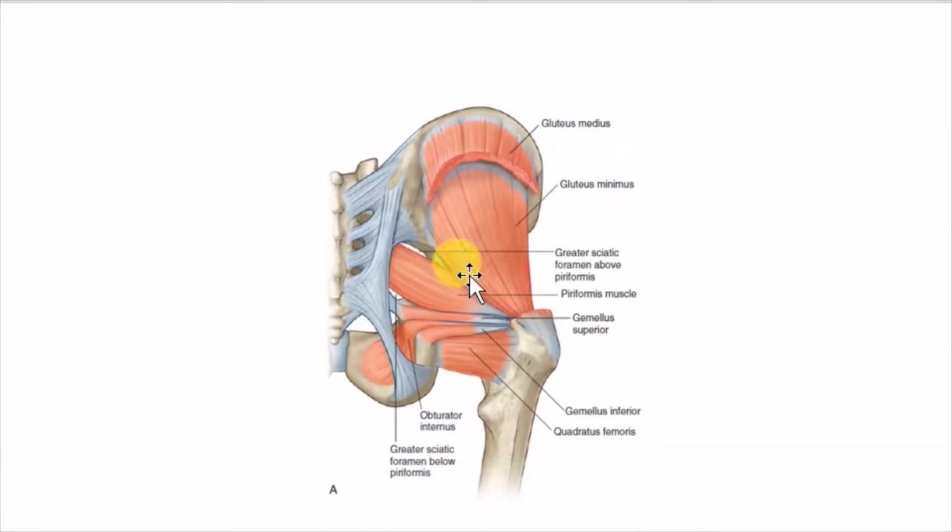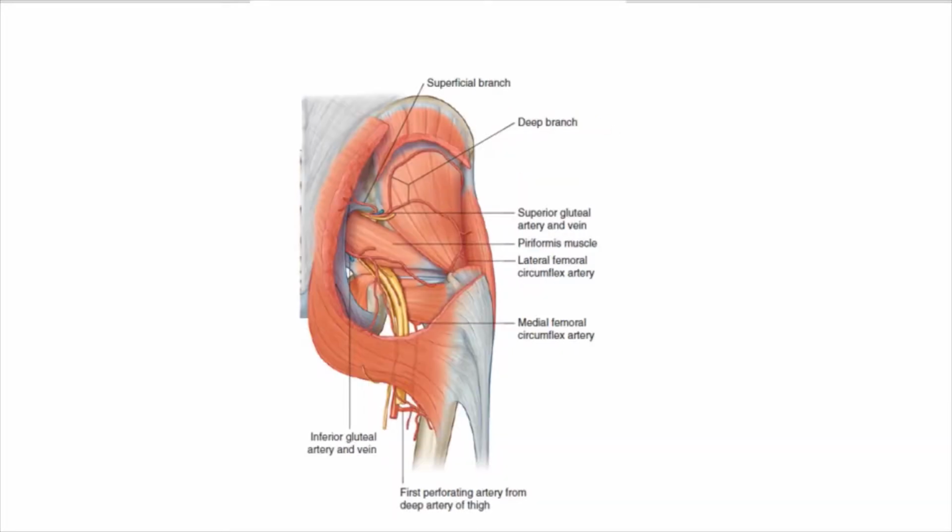Here, from the greater sciatic foramen you can appreciate the piriformis muscle passing, and from this lesser sciatic notch there is obturator internus muscle and the superior and inferior gemellus. And from the greater sciatic notch you can also appreciate the passage of the superior gluteal nerve and vessels, inferior gluteal nerve and vessels, sciatic nerve and posterior cutaneous nerve of thigh.